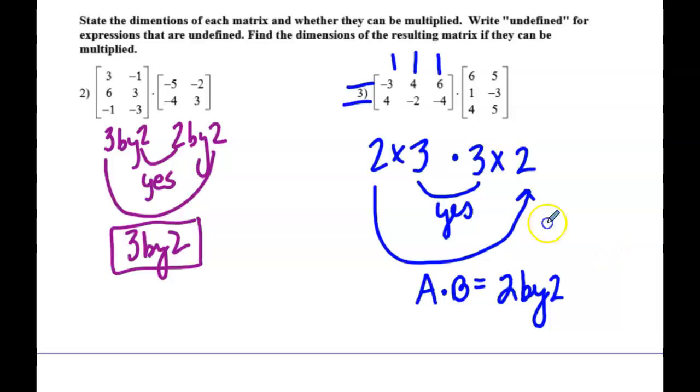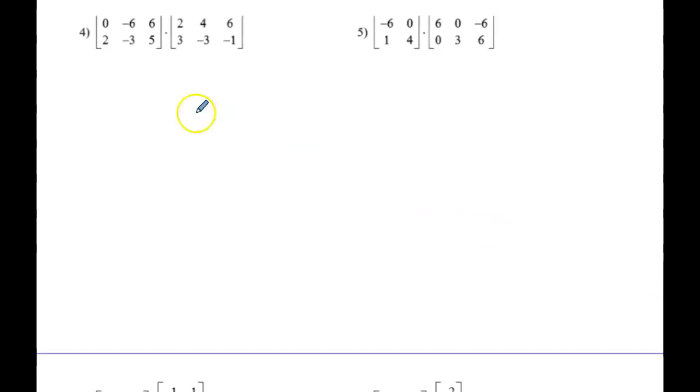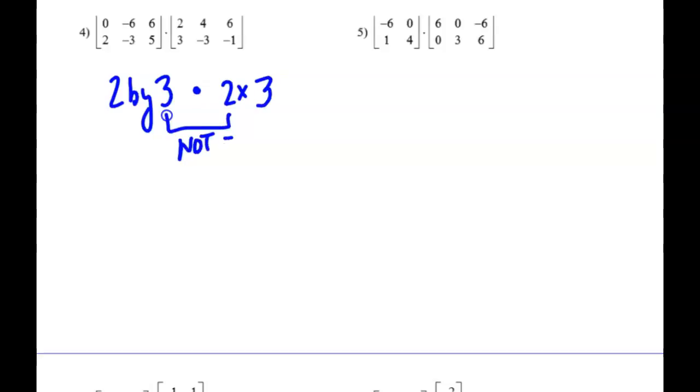Any questions? All right, can you, whoa, what happened? There we go. All right, this is a 2 by 3 times a 2 by 3. Is that going to work? These are not the same. So this is undefined. Is that what it said to say in the directions?